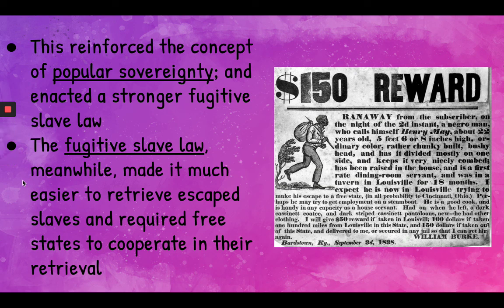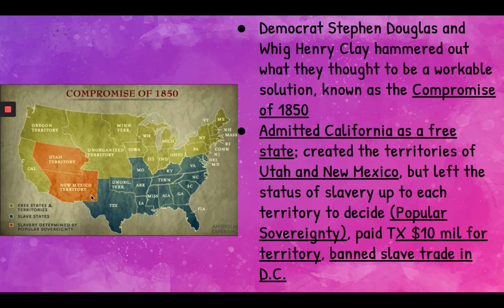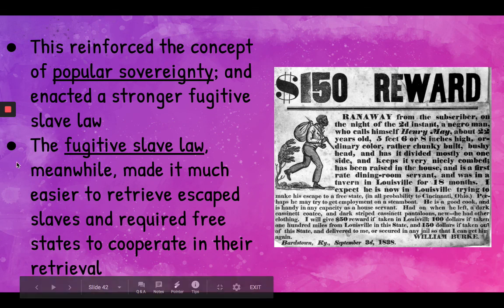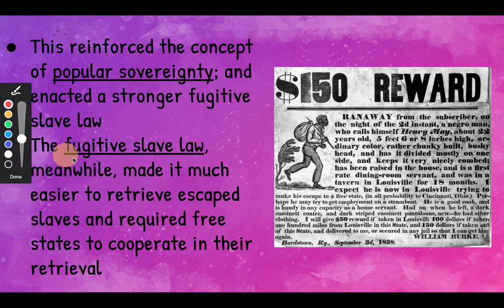And this part of the Compromise of 1850, making slavery illegal in Washington, D.C., reinforced the fugitive slave law, making it more likely that a runaway slave would be captured and returned to their owner in the South.